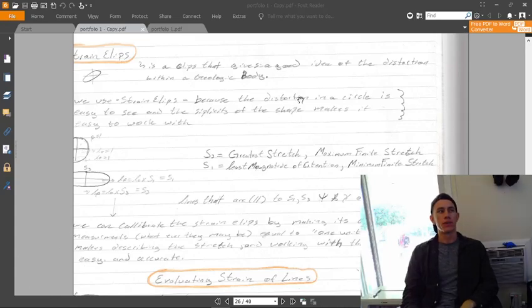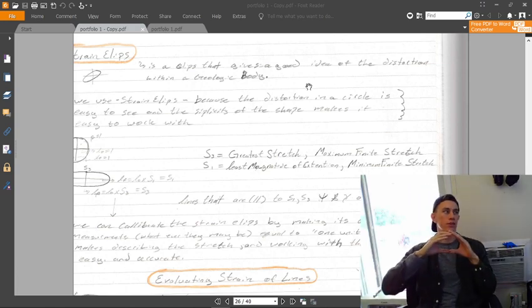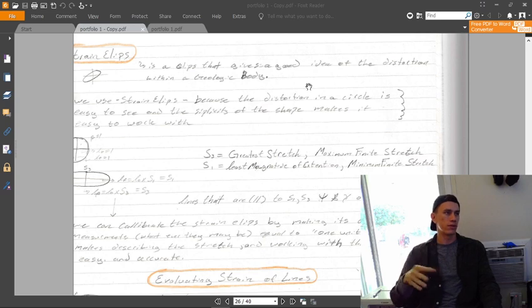So continuing from where I left off, the strain ellipse is an ellipse that gives a good idea of the distortion within a geologic body. So that's basically just like any circle that, as you change it, it's just a tool that you use to tell how much something has distorted.